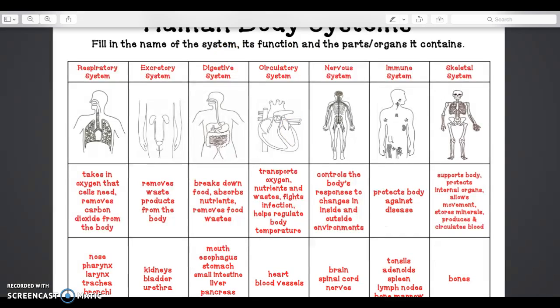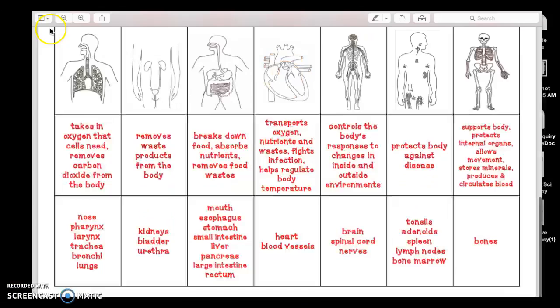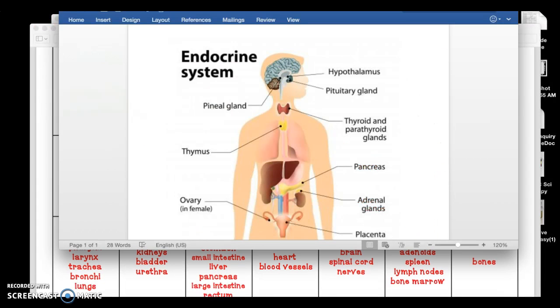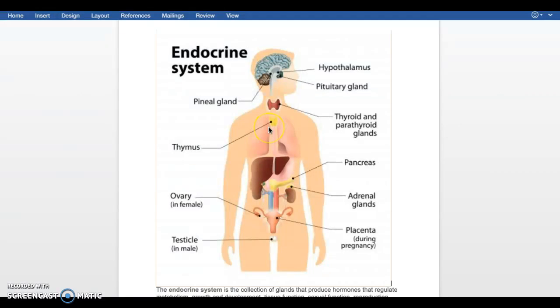Okay, so the next part, just flip over your chart here and we'll put in the endocrine system. The endocrine system, I want you to write this down in the bottom. You don't have to draw this picture, but just maybe write down the system, the definition, and then all of the parts of the system here.